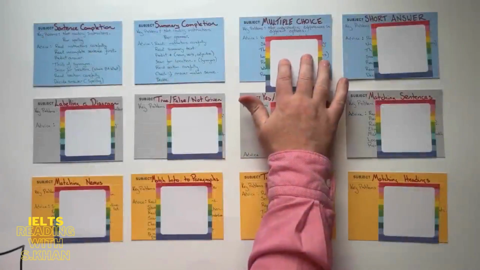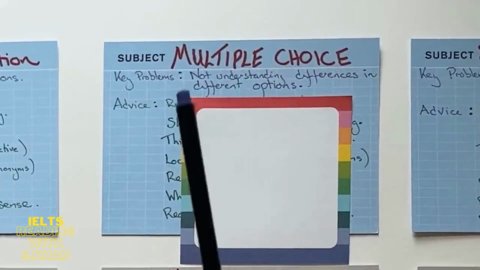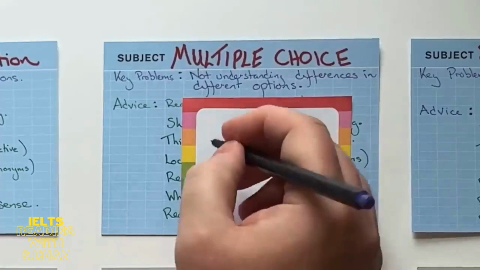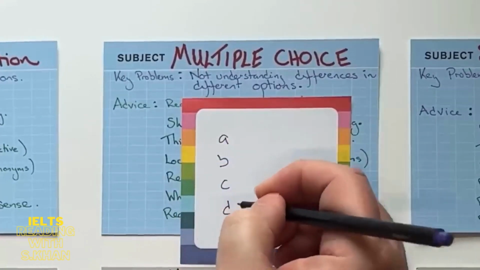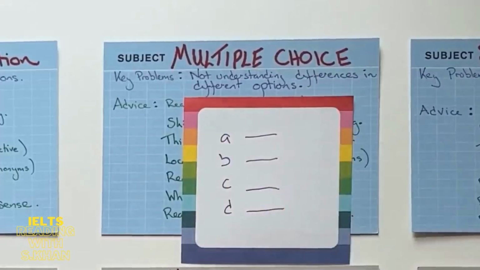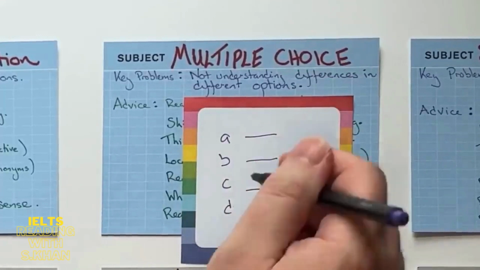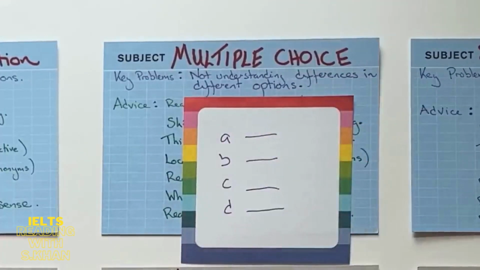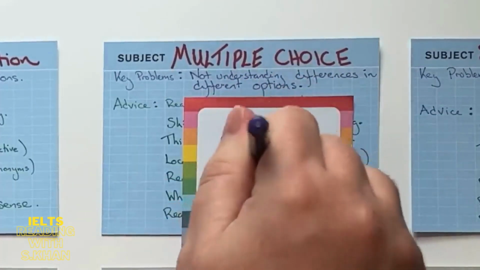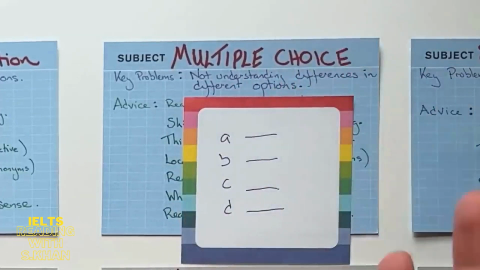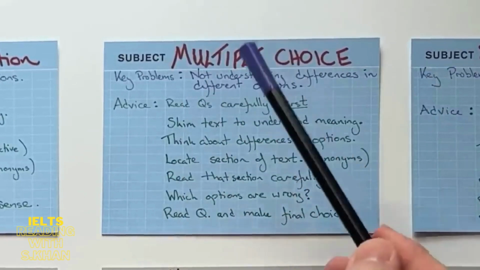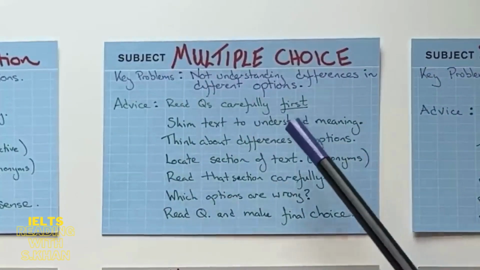Now the key problem here is not really understanding the difference between the different options. So you will get A, B, C, D. There will be slight variations in meaning between these 3 or 4 options. You need to understand the difference between these in order to answer the question properly. So there needs to be a lot of focus on the difference between these, on top of reading and understanding the text. So the first thing you're going to do is read the questions, read the options carefully first, and understand the difference between those.